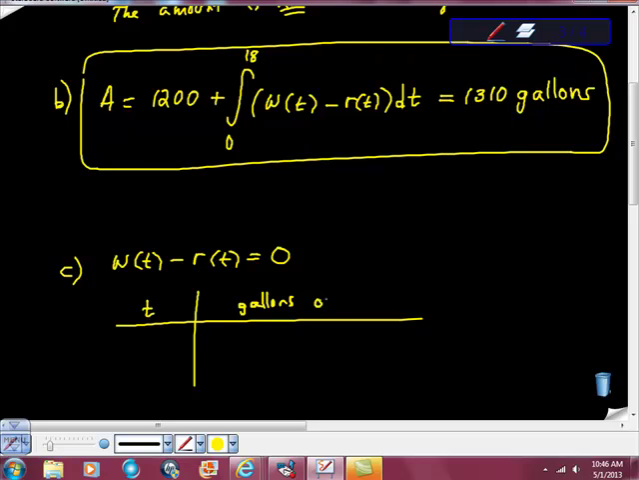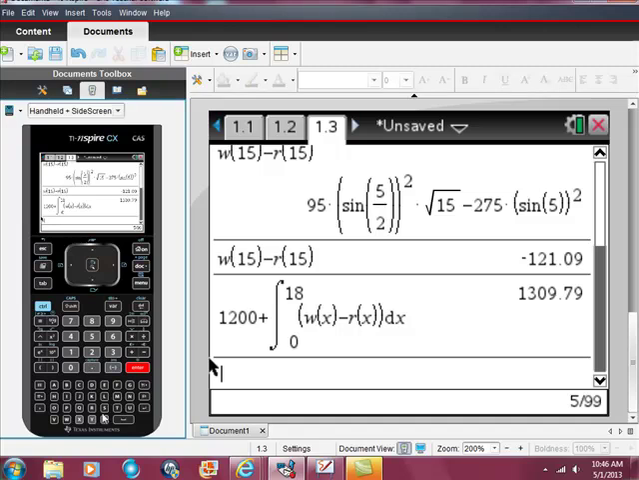gallons of water. First thing I'm going to do is go back to my calculator. I'm just going to ask the calculator this question. So back to the calculator, and I'm going to use my solve function, S-O-L-V-E, solve, and then I'm going to ask that question.